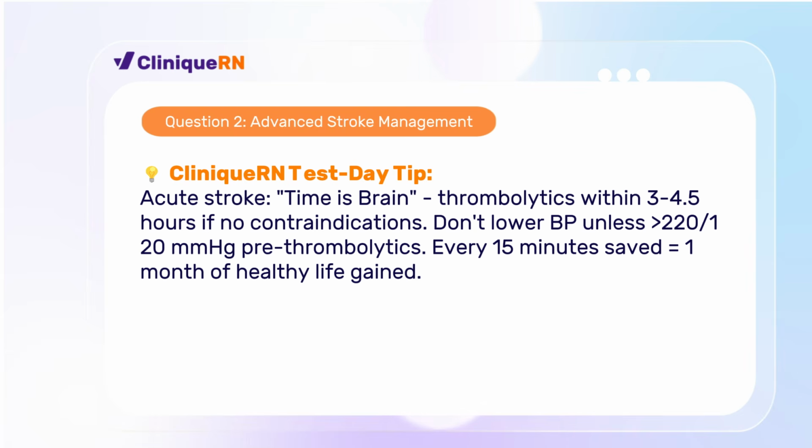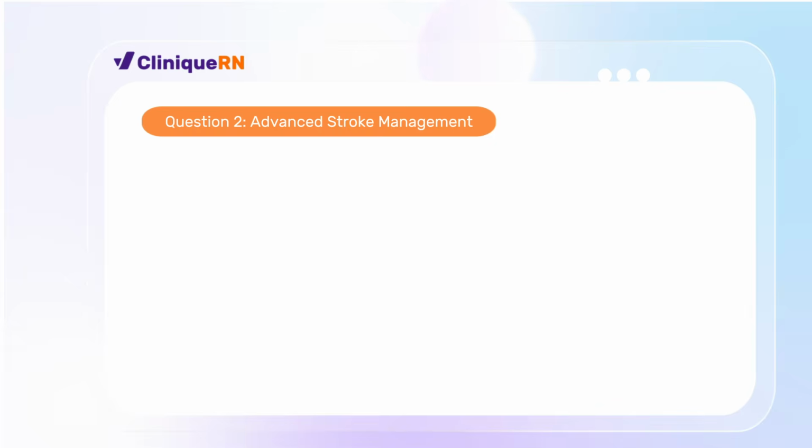Clinique RN Test Day Tip: acute stroke. Time is brain. Thrombolytics within 3 to 4.5 hours if no contraindications. Don't lower BP unless greater than 220 over 120 millimeters of mercury pre-thrombolytics. Every 15 minutes saved means 1 month of healthy life gained.